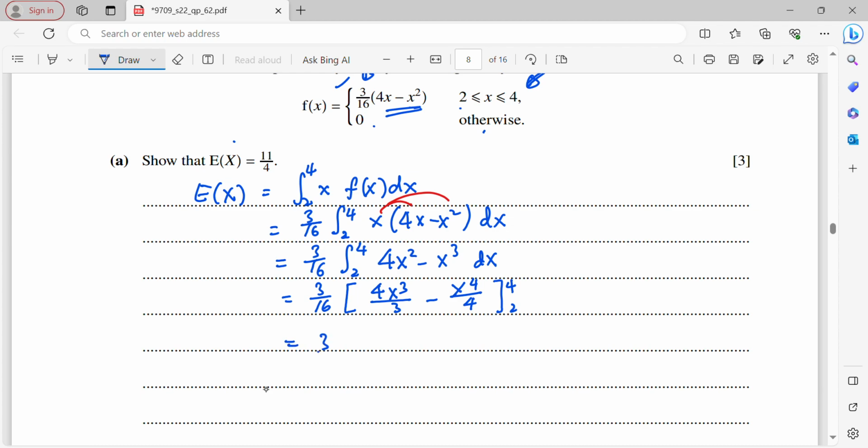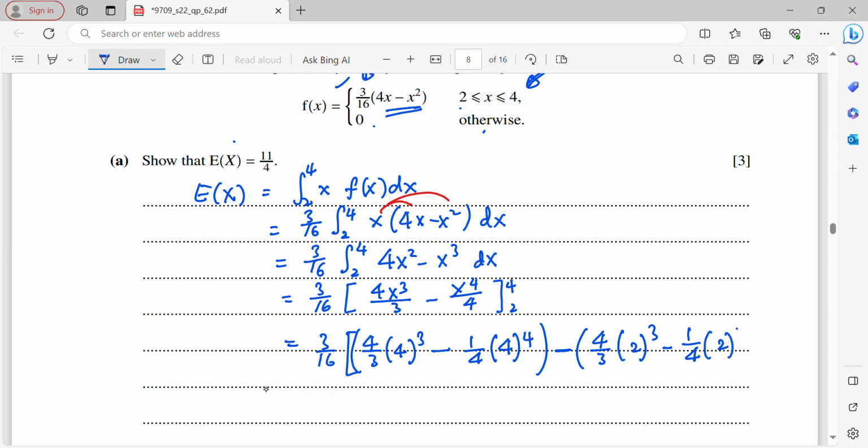Okay, after that, now you replace the x by 4 first. So I will write 3 over 16, 4 over 3 times 4 cubed, minus 1 over 4 times 4 to the power 4. Okay, all this minus when the x is 2. So I will get 4 over 3 times 2 cubed minus 1 over 4 times 2 to the power 4.